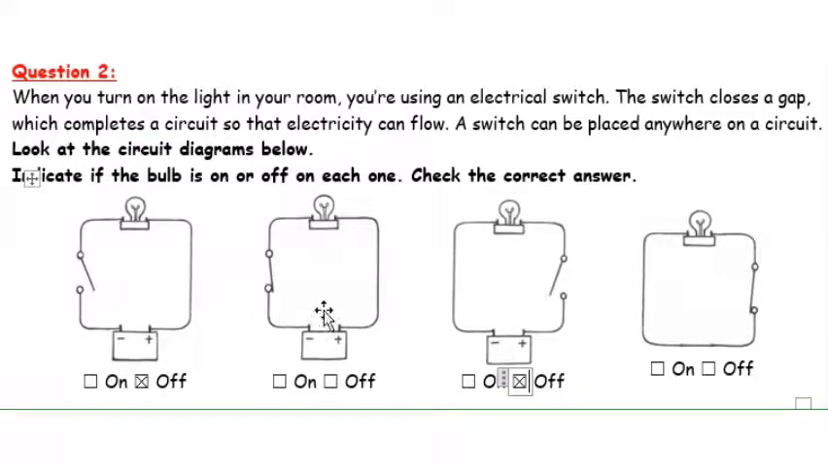Second circuit. This is a closed circuit. The switch is on and the electrons can flow through this circuit. This is a complete circuit again. So the light bulb is on. It will light up. Let's take a look at the fourth one. This looks like a closed circuit, okay, but there is no source of electricity here. The battery is missing. So for sure, even if the switch is on and closed, the light bulb will not light up.